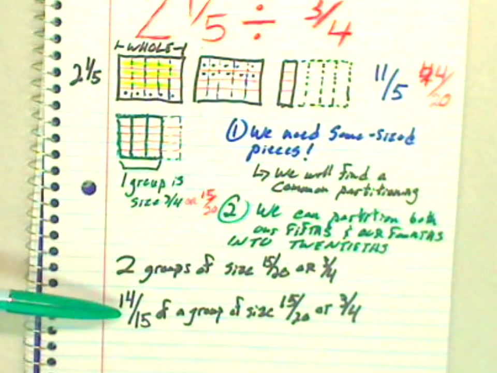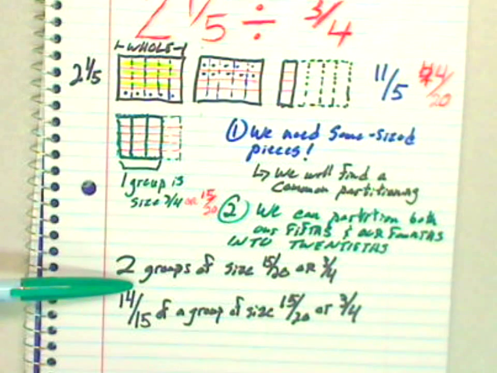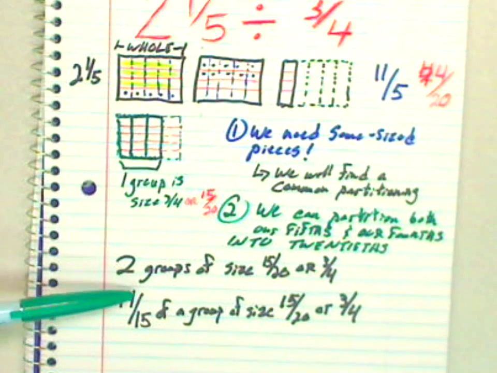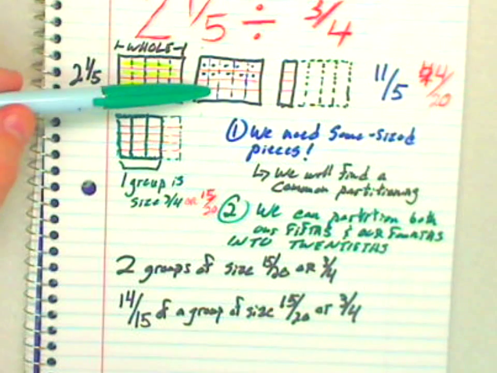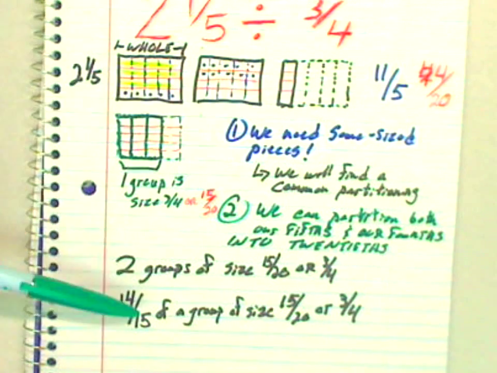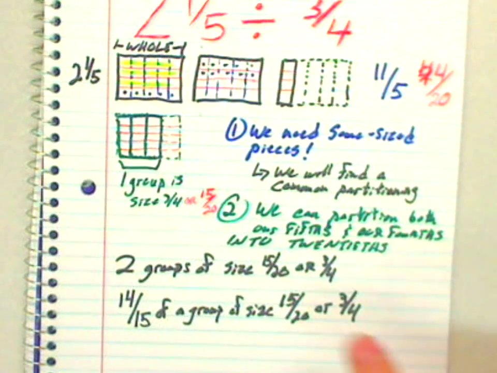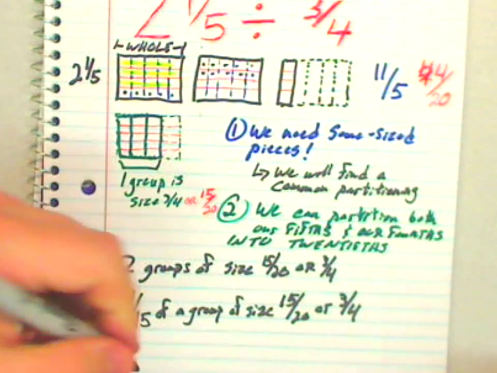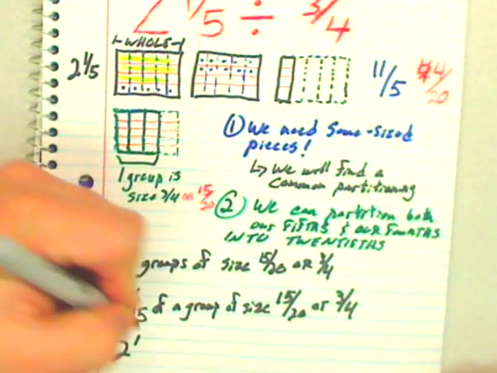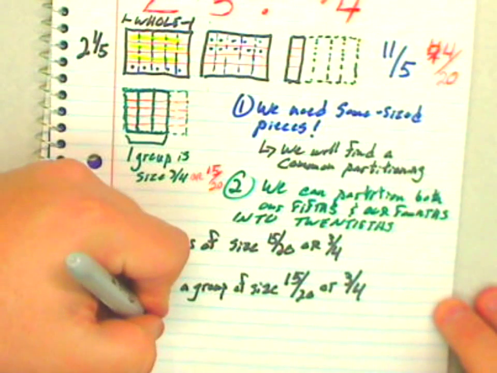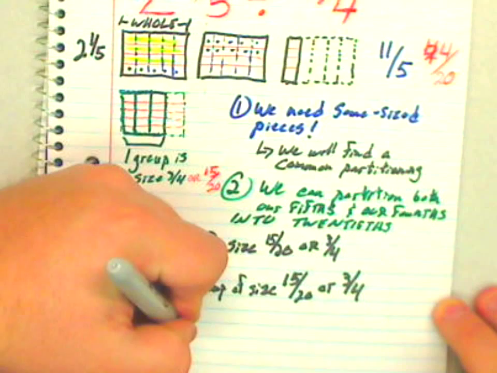So we don't have 15, so we have a fractional amount of our group. We don't have 15/15ths, which would be one whole. We have 14/15ths, because there's only 14 pieces, and it takes 15 to make a full group. So we have 14/15ths of a group of size 15/20ths, or 3/4. And if we add these two up, we end up with our answer of 2 and 14/15ths groups.